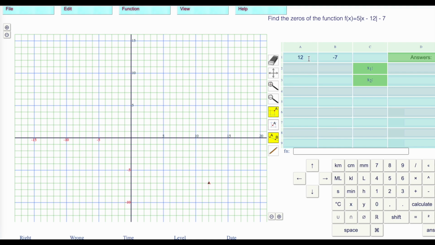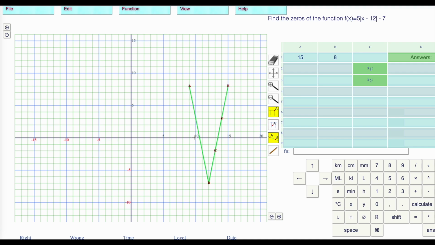I want to see what happens when x is 9. We get 8. When x is equal to 9, we're getting 8. When x is equal to 13, we get negative 2. 13 is right here, at negative 2. 14 is positive 3. 15 is 8 again. This is what it looks like, and it's going to keep opening up forever.